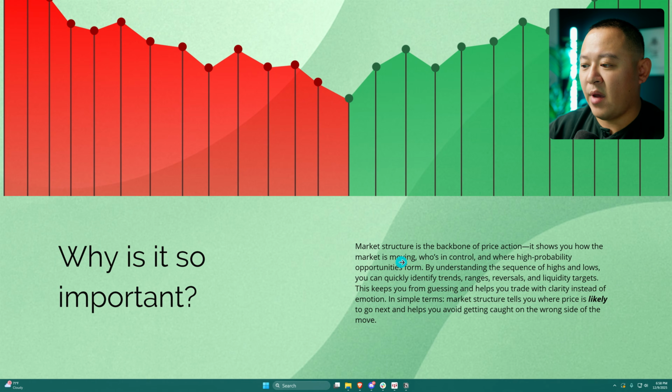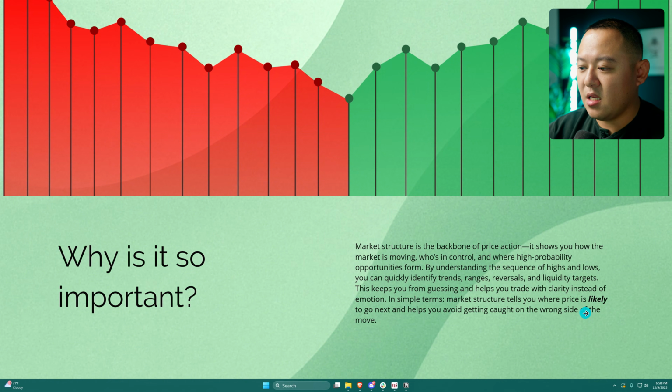Now, why is this so important? Well, market structure is the backbone of price action. It shows you how the market is moving, who's in control, and where high probability opportunities form. By understanding the sequence of highs and lows, you can quickly identify trends, ranges, reversals, and liquidity targets. Now, this keeps you from guessing and helps you trade with clarity instead of emotion. And in simple terms, market structure tells you where price is likely to go next and helps you avoid getting caught on the wrong side of the move.